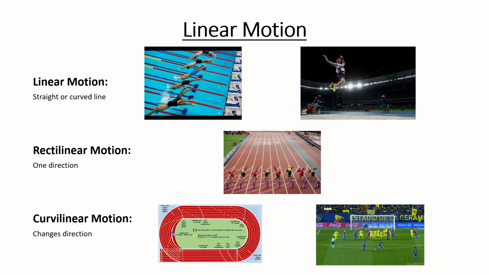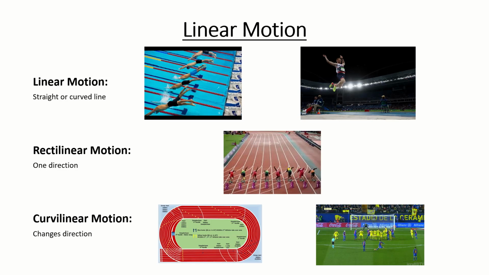An athlete performing an event in a straight line is the 100 meter sprint. This is an example of an athlete performing rectilinear motion. As the 100 meter track is a solid 100 meter straight, they'll only be moving in one direction throughout the whole entire course of the race.